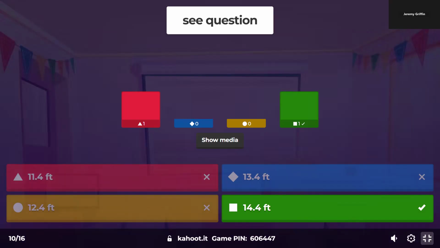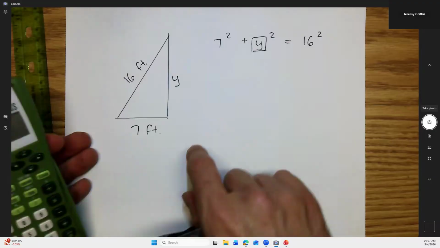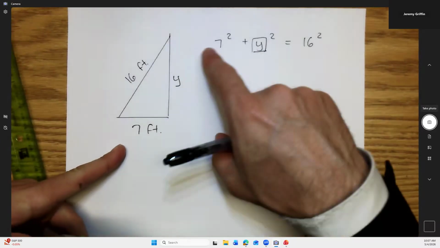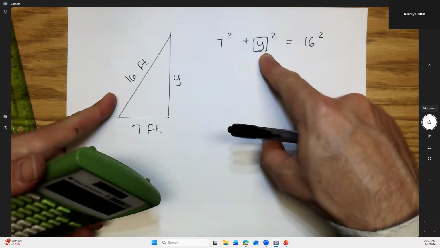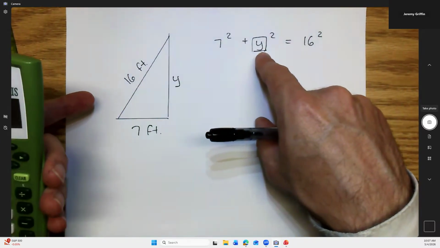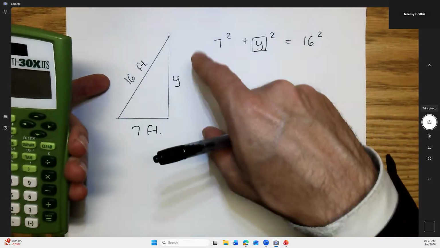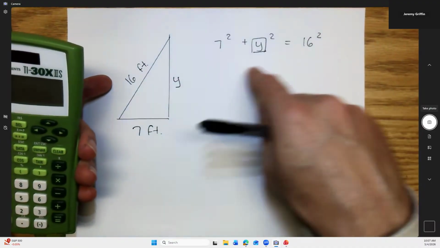All right, you should get 14.4 feet. Let's try here. Okay, you got the same Pythagorean theorem. So you got this leg squared plus this leg squared is this hypotenuse squared. Now we're solving for one of the legs, so be careful about that. A lot of students will mix this up and think the 16 feet is one of the legs and they're solving for the hypotenuse, but that's not what you're doing. So you do have to subtract as one of your steps.